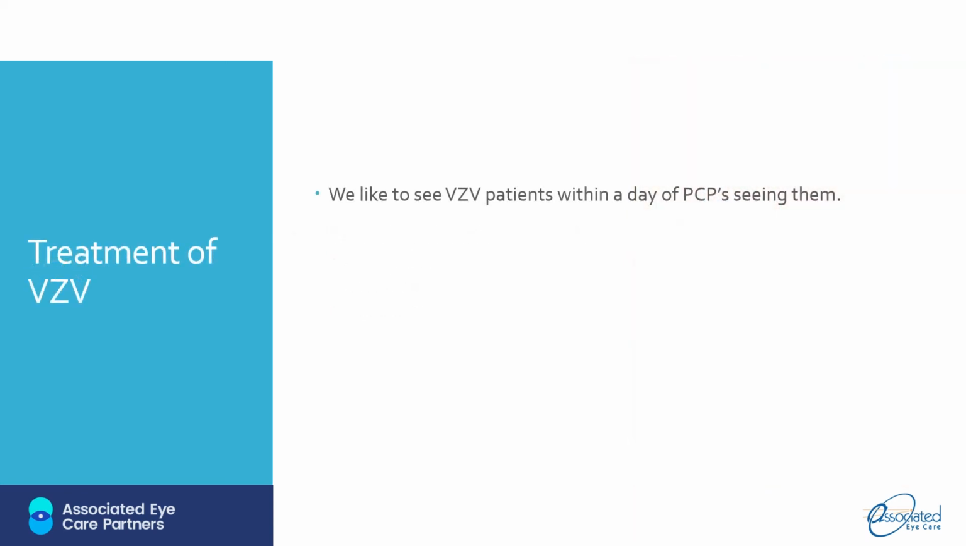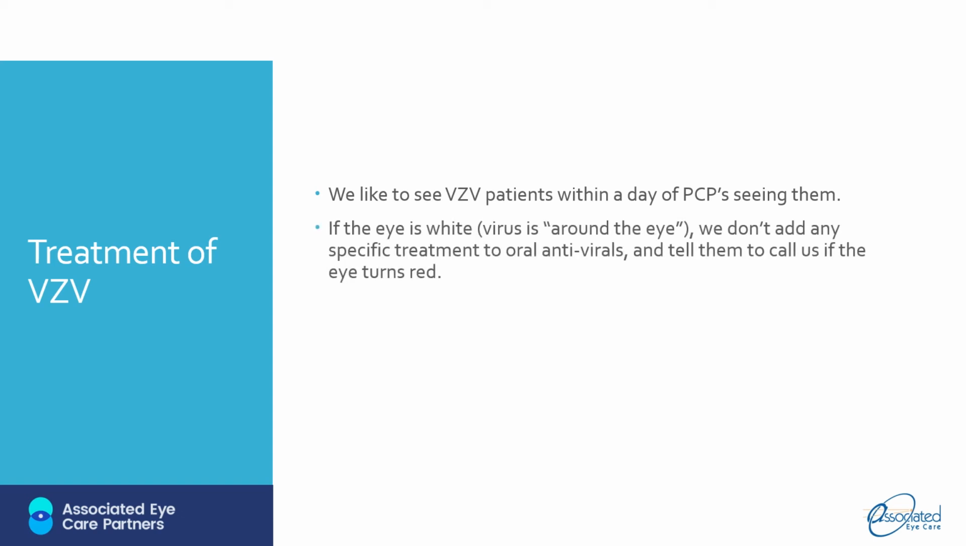So how do we manage them? Typically, if you have a patient with shingles in the V1 distribution in your chair, we'd like to see them within a day or so. And if the eye is red, we'd rather see them quicker. If the eye is white, you probably have a day or so before you emergently need to do anything.